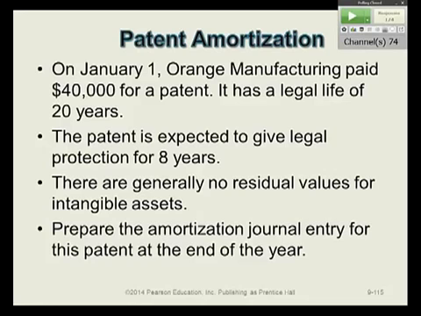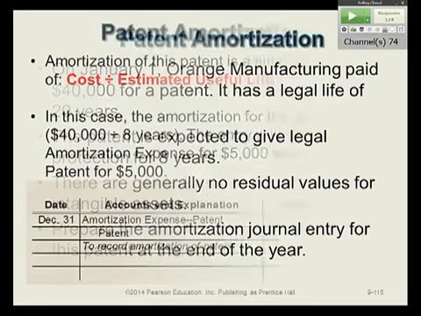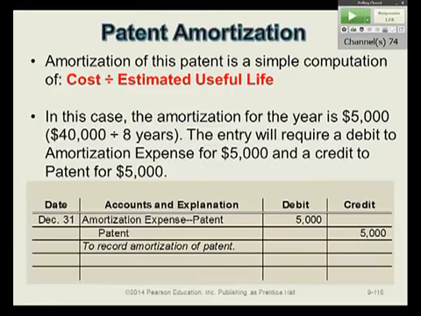In other words, even though you have a legal life of 20 years, economically, it's only going to last 8. Like, what if someone develops a new computer chip today? They have a patent for 20 years. You think someone's not going to come up with a better chip in a year or even 6 months? So technically, it has to be the shorter of the economic or the legal life. In this case, we're going to use the shorter of the two. To amortize the patent, it's going to be the $40,000 divided by 8. And just notice the difference, that you would debit the amortization expense and you credit the patent account directly.